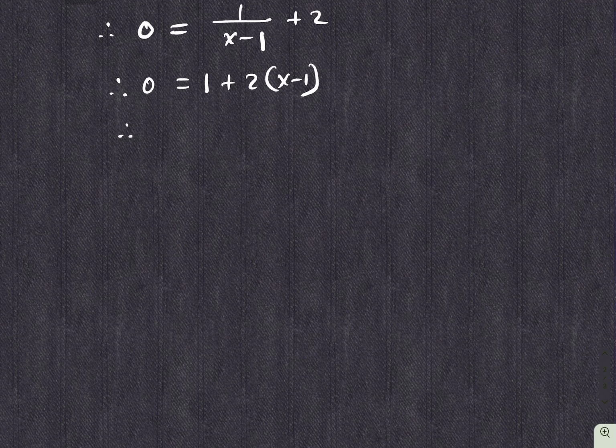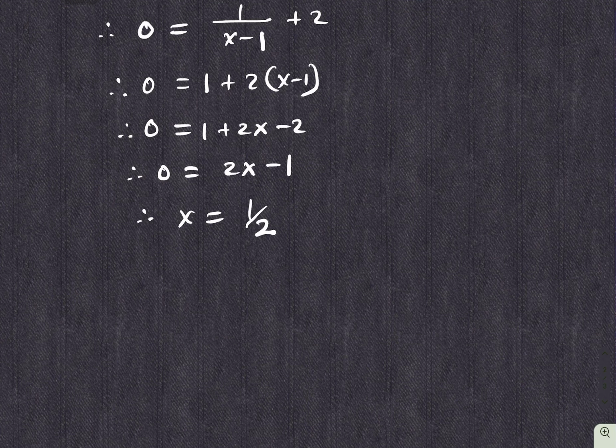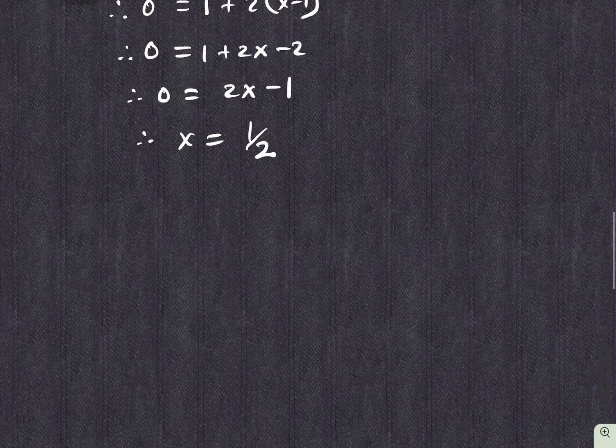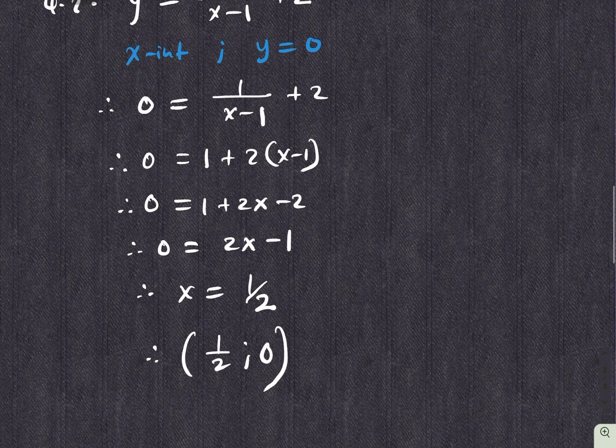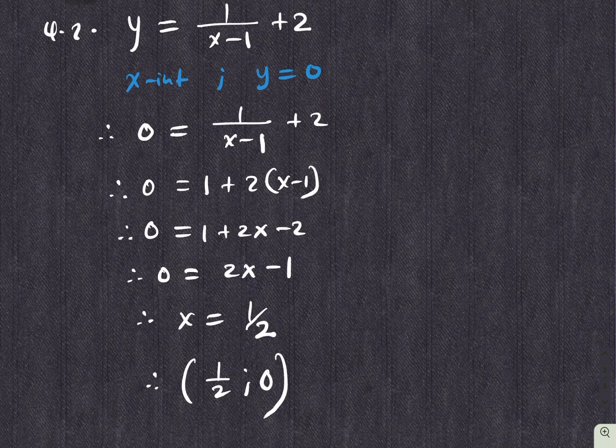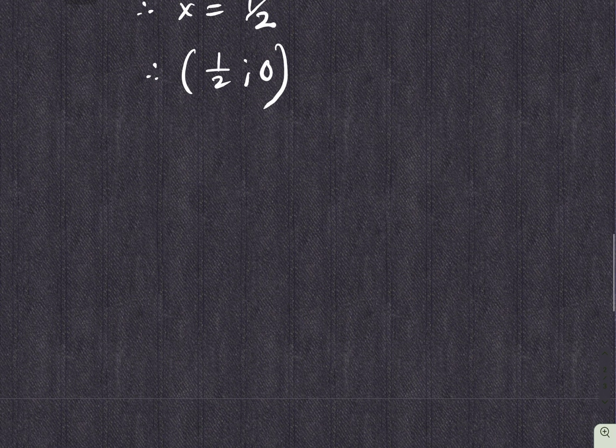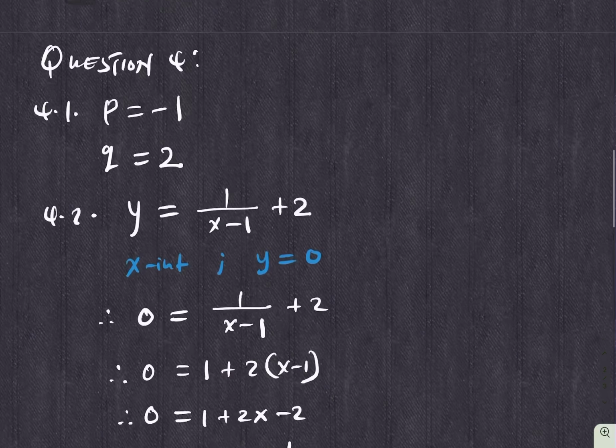Now let's solve for x here quickly. It's going to be 0 is equal to 1 plus 2x and then minus 2. And then as a result, you're going to get 0 is equal to 2x minus 1. Therefore, x is equal to 1 over 2. Because we're looking for the coordinates, I'm going to say that the coordinates are 1 over 2 and 0. This is the coordinate. It's not the x coordinate. I'm going to emphasize this point very well. Now, let's check 4.3 very quickly. So this is 2 marks.